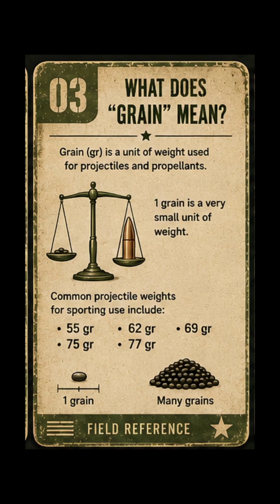What does grain mean? Grain is a unit of weight used for projectiles and propellants. 1 grain is a very small unit in weight. Common projectile weights for sporting use include 55 grain, 62 grain, 69 grain, 75 grain, 77 grain. There's 1 grain and many grains.